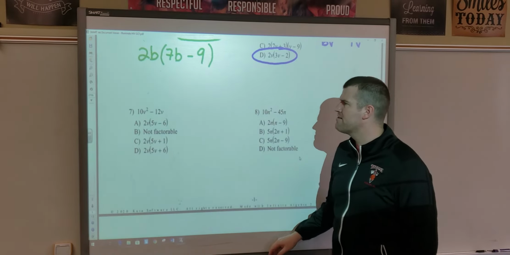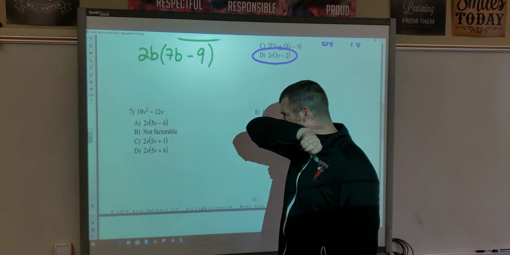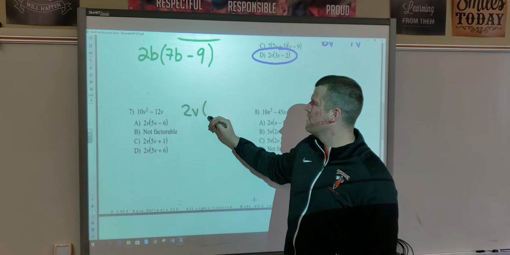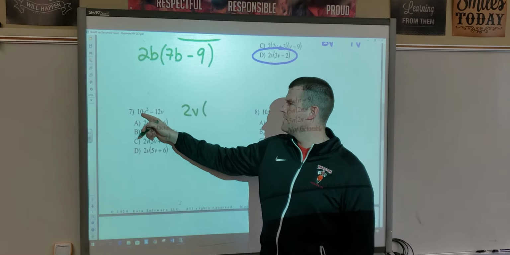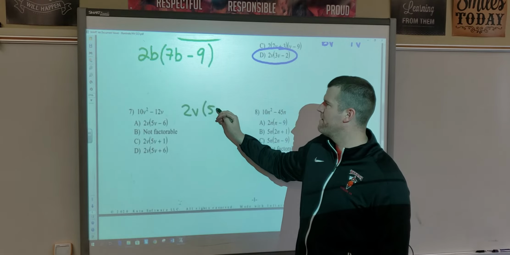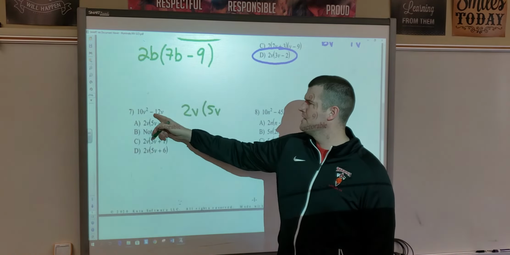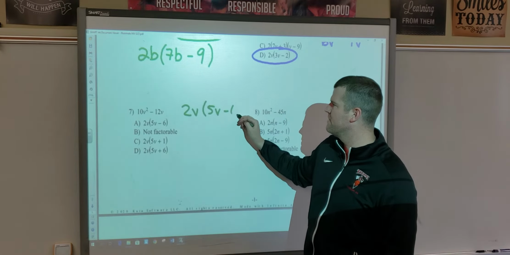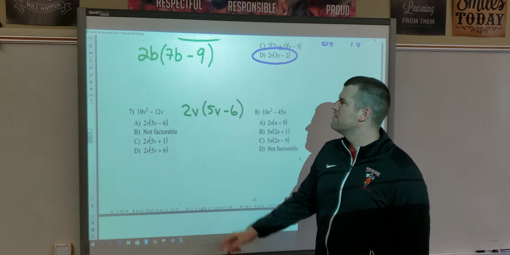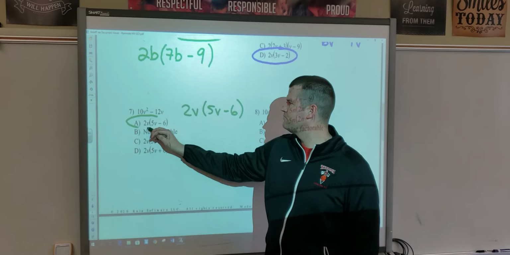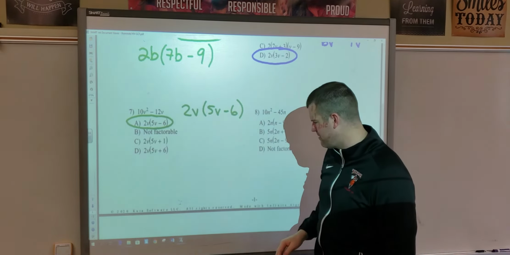All right, 10v squared minus 12v. Excuse me. I can take out 2v. 2v times what will give me 10v squared? Well, that's going to be 5v. 2v times what will give me negative 12v, and that would be negative 6. So 2v times 5v minus 6. Hopefully you're getting the hang of these.